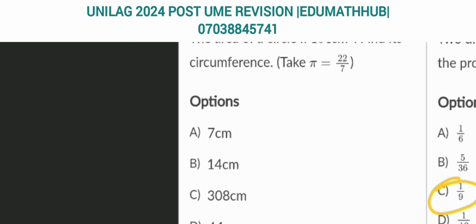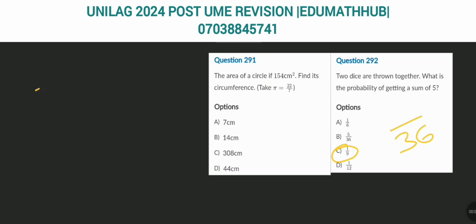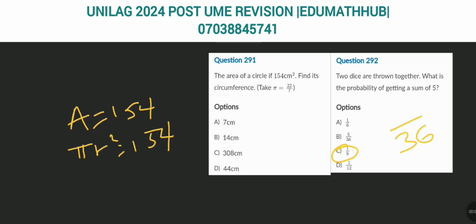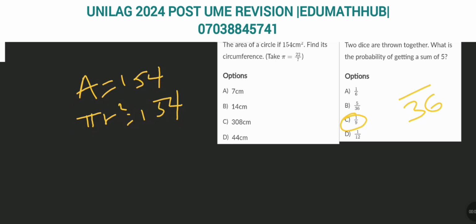So for this next question, we are told that the area of a circle is 154 cm squared, and we have to find the circumference using pi as 22 over 7. From the question, you can see that the area is 154 cm squared, right? Then the next thing is the formula for area of a circle, which is pi r squared. So that means pi r squared is equal to 154.